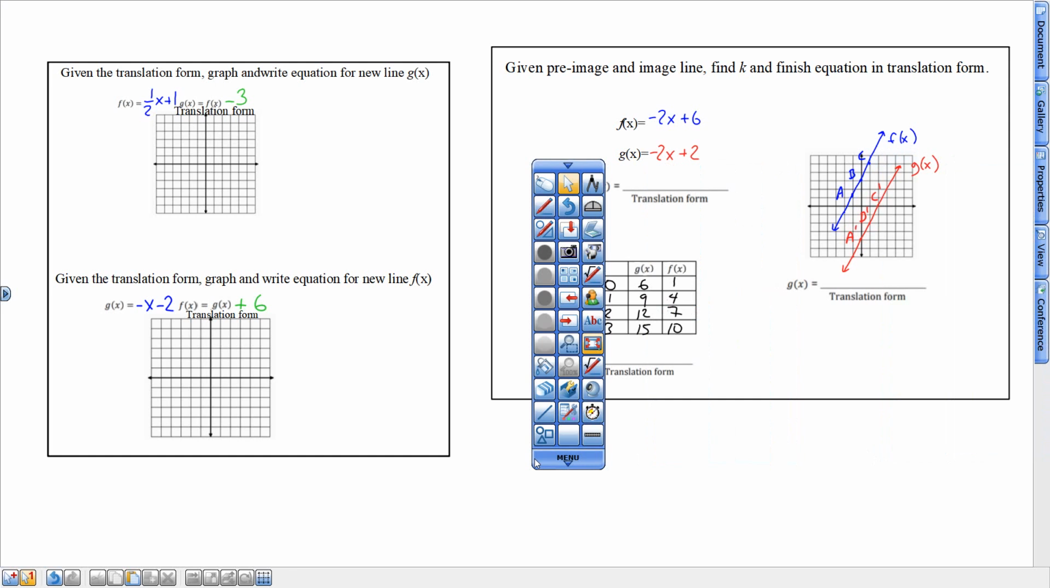Green. So for this first one, when I give f of x first, that is the pre-image. That's where I'm starting at 1 on the y-axis, that y-intercept number, and then that number in front of x, my rate of change, which gives me my rise and run, starting from 1, over 2, up 1, right 2, up 1. Stair step the other way, down 1, left 2, down 1, left 2. Draw a straight line through it.